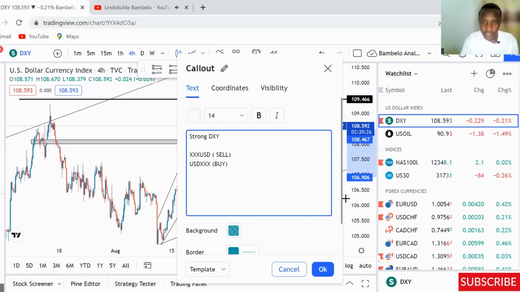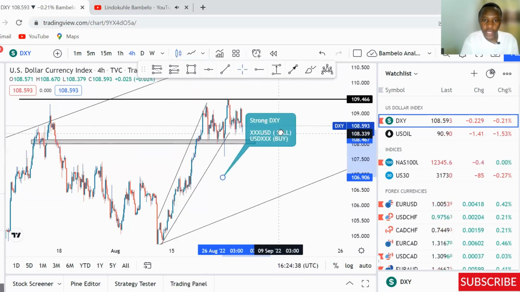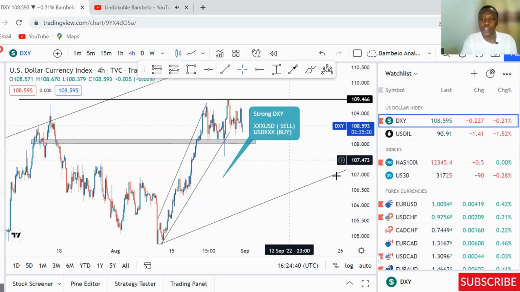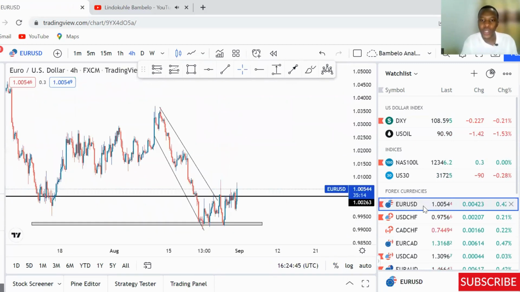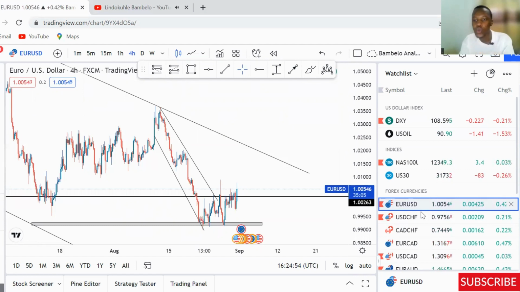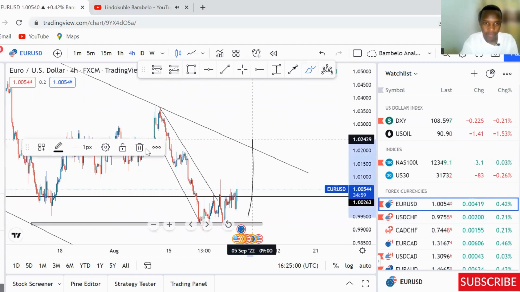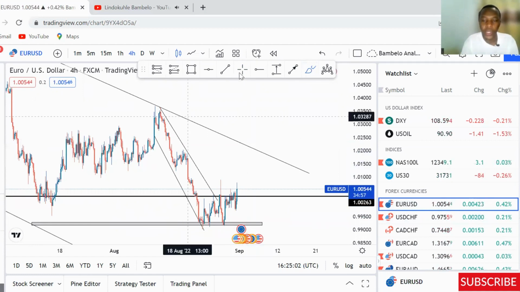So notice, for example, I'm just going to save this so we can have it here. When the DXY is strong, all the pairs that have the US dollar on the left will buy. When the DXY is weak, all the currencies that have the US dollar as the code will buy. So this is what it means.